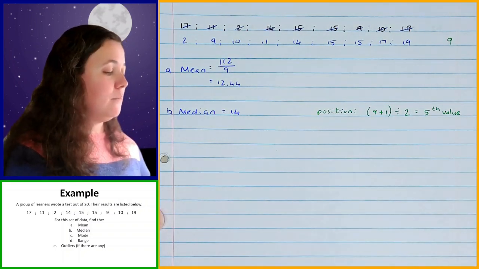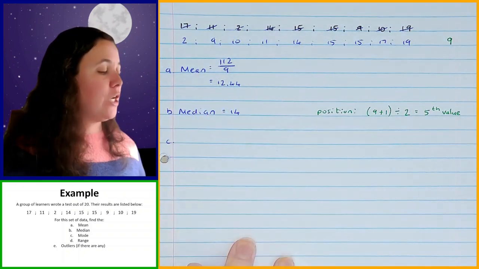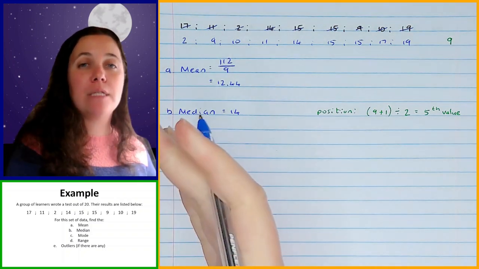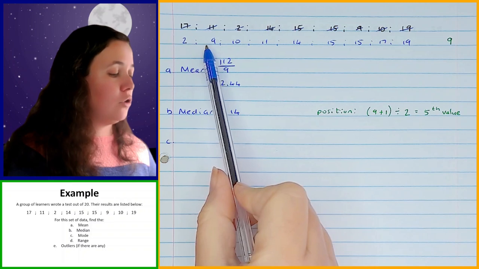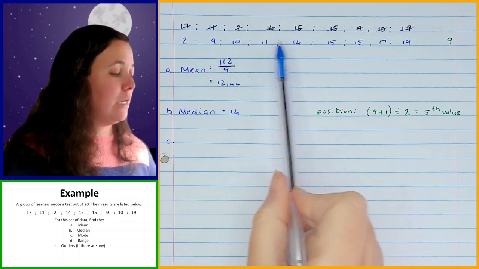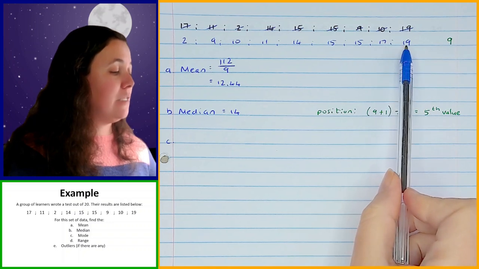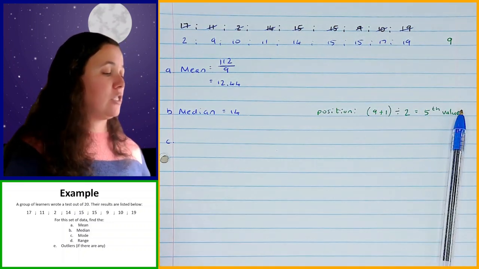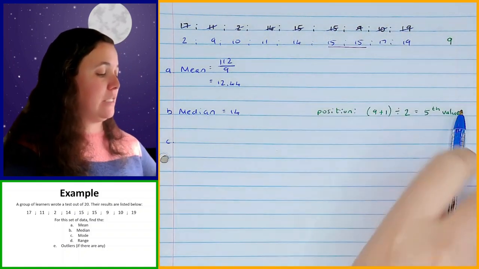Okay, then question C, the mode. To work out the mode, I need to go and see if there are any values that have a higher frequency than the rest of the values. So if I look through here, there's only 1 two, only 1 nine, only 1 ten, only 1 eleven, only 1 fourteen. I've got 2 fifteens. Only 1 seventeen and only 1 nineteen. So the only one that had more than one was the 15s over here. So 15 is going to be my mode in this example.